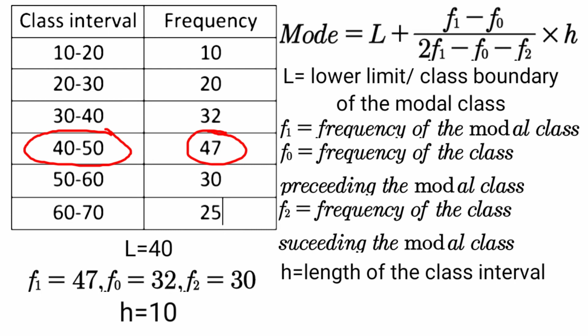Now we use the formula L + (F1 - F0) / (2F1 - F0 - F2) × H. So substitute all the values. Already we have found the values L, F1, F0, F2 and H, and you will get the answer. That answer will be called the mode value.